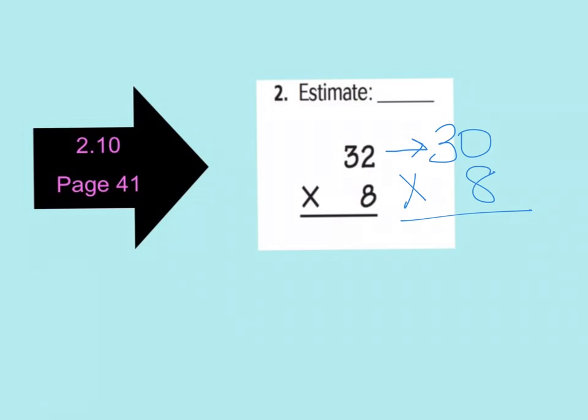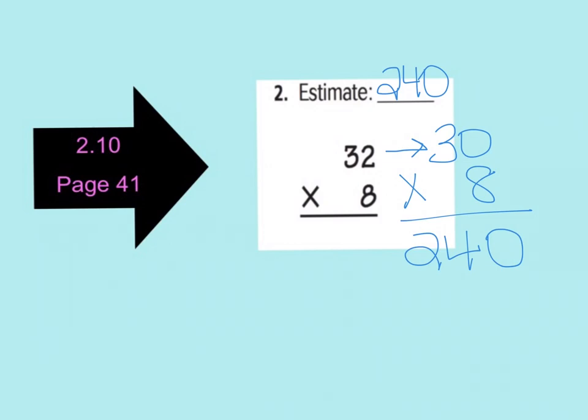I know that 3 times 8 gives me 24, and then I'm going to add that 0 to hold my place value. So my estimate for 32 times 8 is 240. Now I'm going to solve the multiplication problem using regrouping.